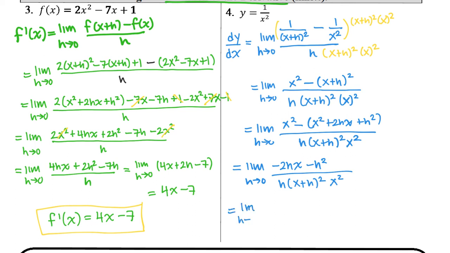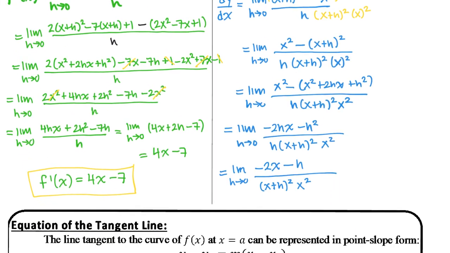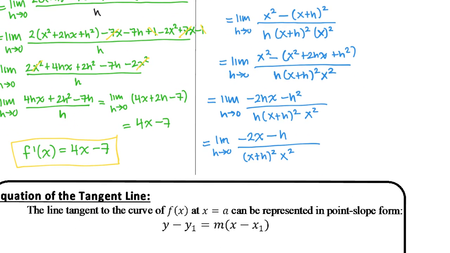Limit as h approaches 0. If I cancel the h out, I am left with negative 2x, and then if I cancel an h out, I'm left with h. And then the bottom, the h canceled, so I have (x plus h) squared times x squared. Even though this looks terrible, I'm now going to do direct substitution and plug in 0 to see what I get.